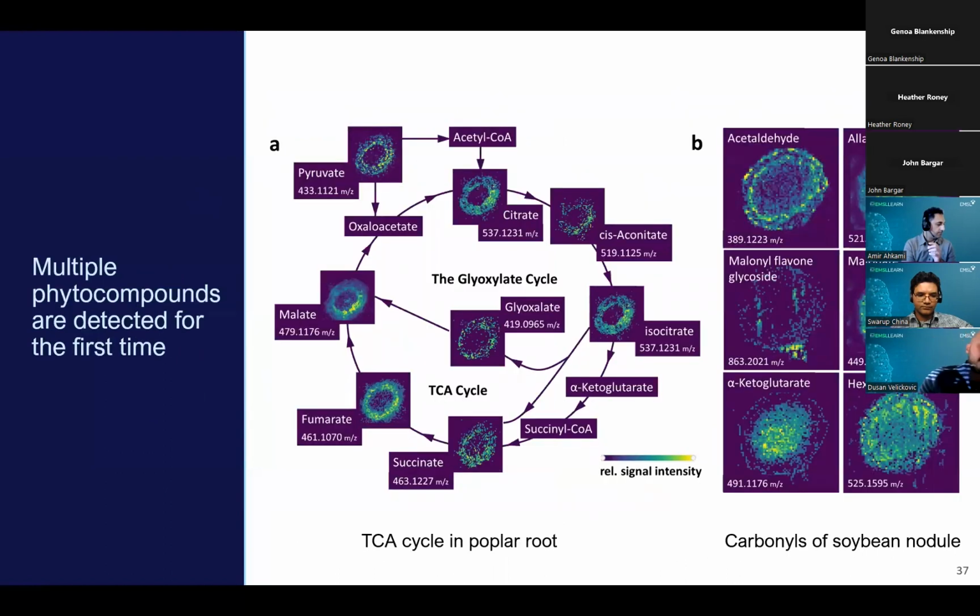Thank you. Also, what I want to highlight here is that because we increased the sensitivity of our analysis, our new derivatization workflow enables us to visualize the entire TCA cycle in plants, or also to visualize other biologically important carbonyls, like the very low molecular mass acetaldehyde, but also reducing sugars, malonic acid, etc.